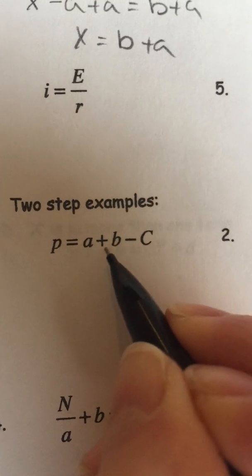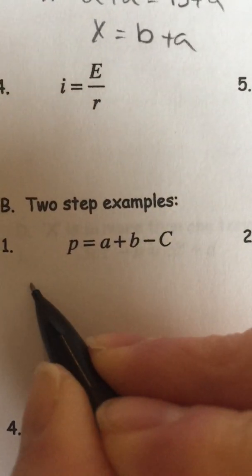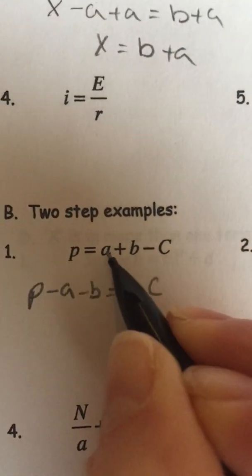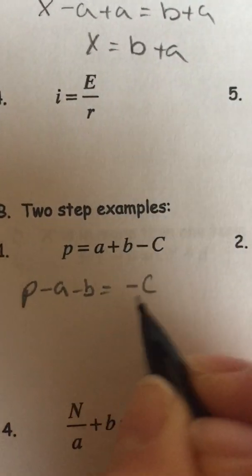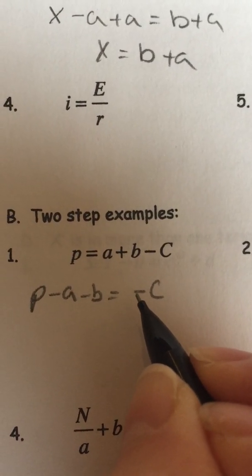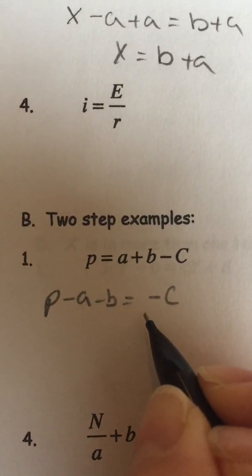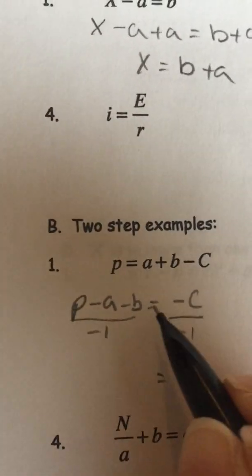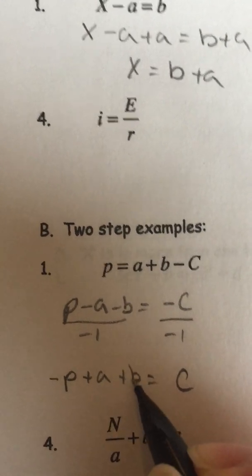I've got C, it's attached to A and B by addition. The way I would undo both of those is by subtraction. So I'm going to subtract A and subtract B from both sides. If I subtract A, it would be gone. If I subtract B, it would be gone, and I would remain with minus C. Now to undo the minus C, remember that's really minus 1C, I would divide both sides by -1. And when I do that, they all change. Negative P plus A plus B.